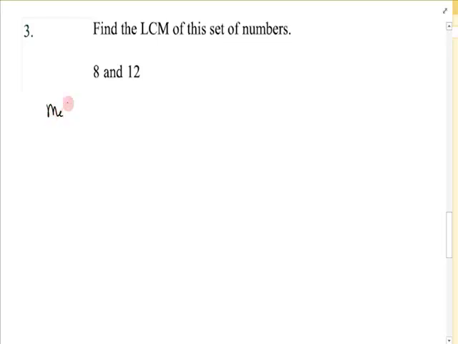If I use method 1, then I take 12 and I start looking at its multiples. 12 times 1 is 12. Does 8 go into 12? No. 12 times 2 is 24. Does 8 go into 24? Yes. Then that's my least common multiple.